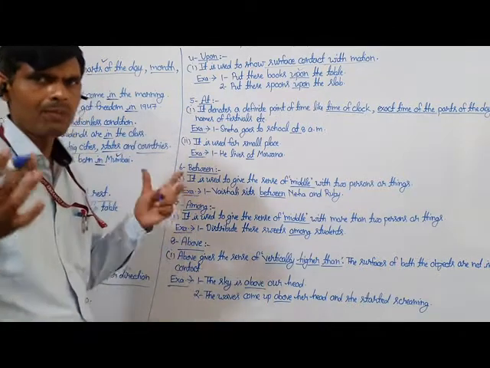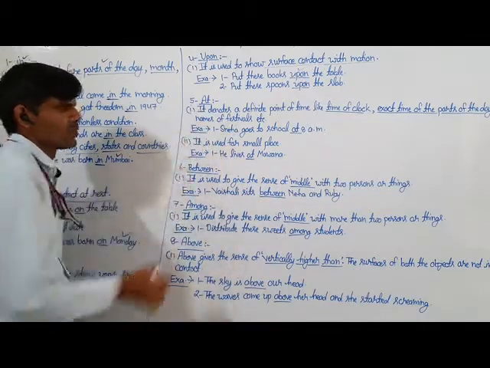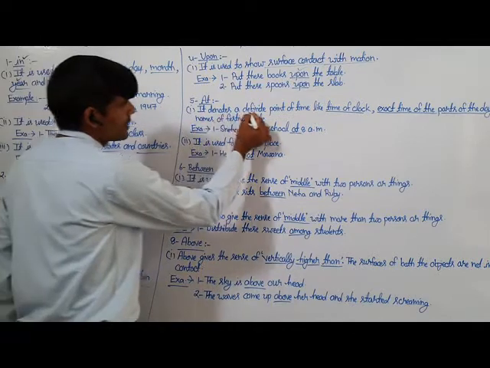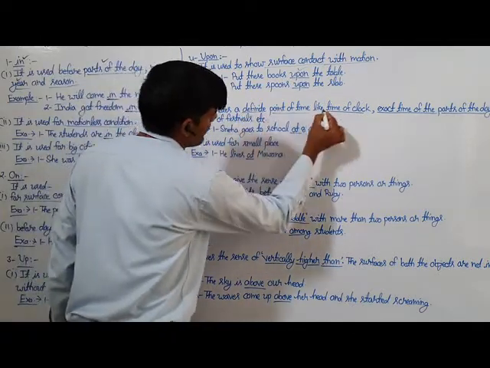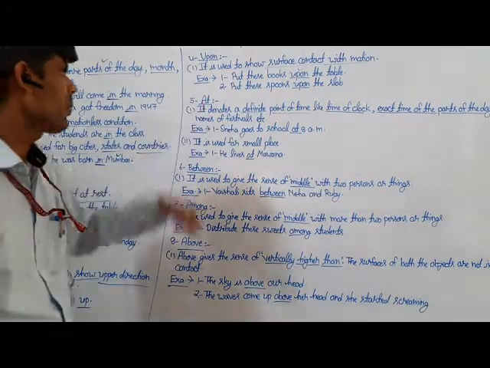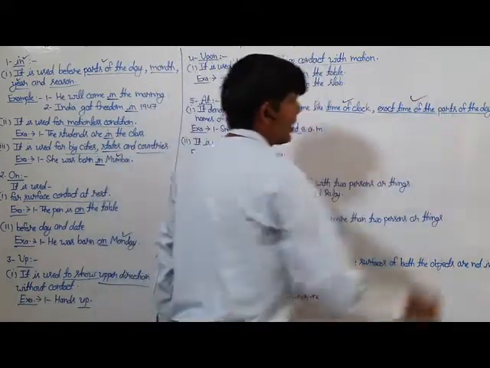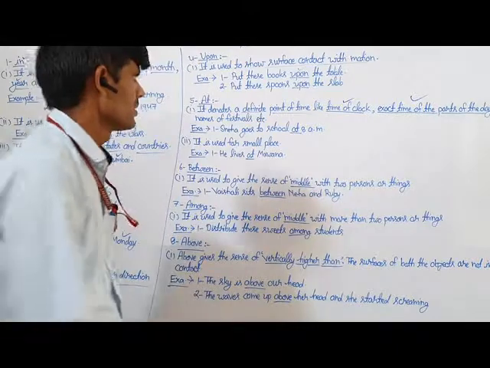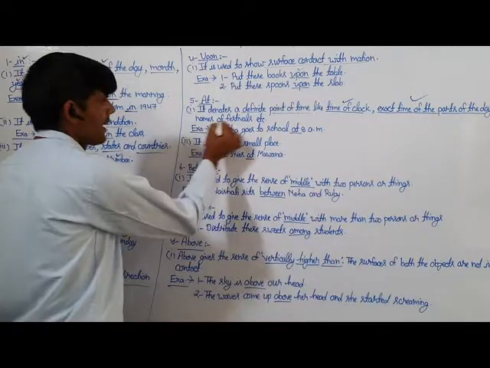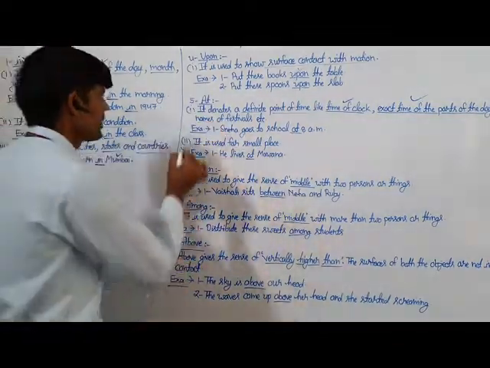And here is the next one, the fifth preposition, and that is at. It is also a very important preposition which is used in English grammar. The first use of at is that it denotes a definite point of time. At is used to show a definite point of time, like the time of the clock, the exact time, the parts of the day, such as at evening, at night, and names of the festivals, such as at Christmas, at Diwali.